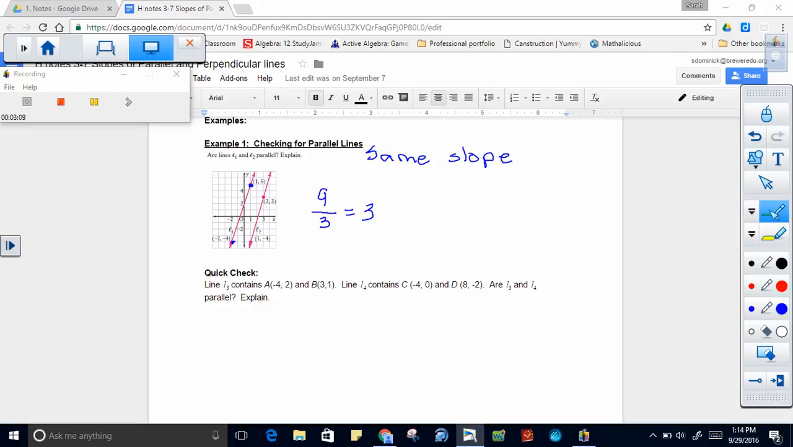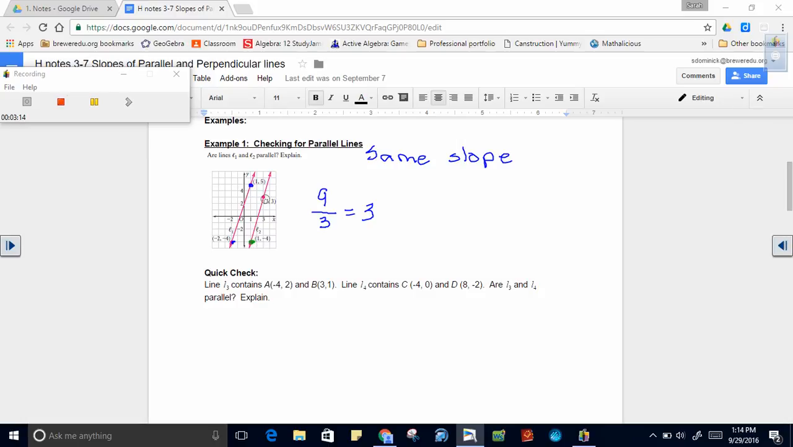They definitely look parallel, but let's double check. So I have the point 1, 4, and 3, 3. So we could do the counting again. If I count up, 1, 2, 3, 4, 5, 6, 7. Make sure I'm on the right spot, and then I went over 2. 7/2 does not reduce to 3. And maybe I counted wrong. I want to double check. 1, 2, 3, 4, 5, 6, 7. I definitely did not, right?